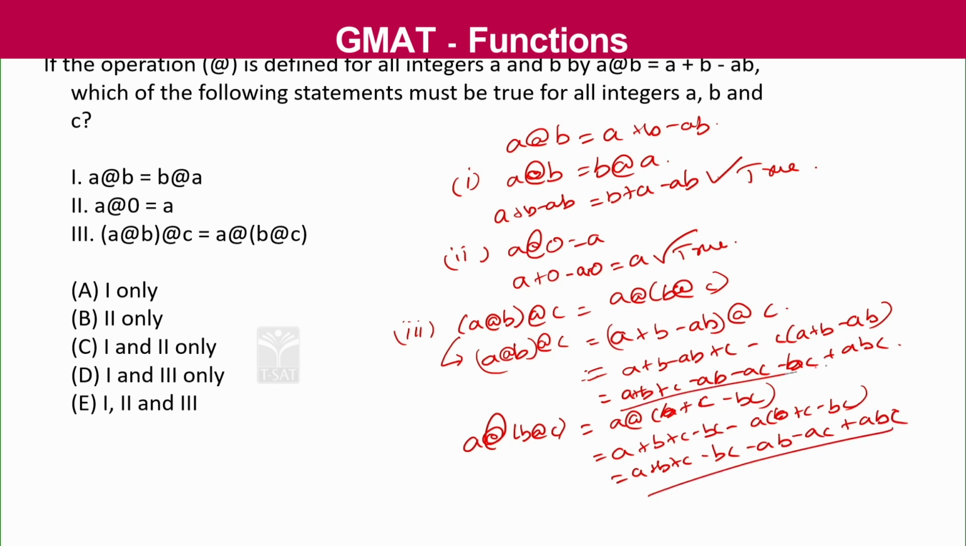This and this are the same. Therefore, this is true. Therefore, all the three statements 1, 2 and 3 are all true. So, that answer is option E.